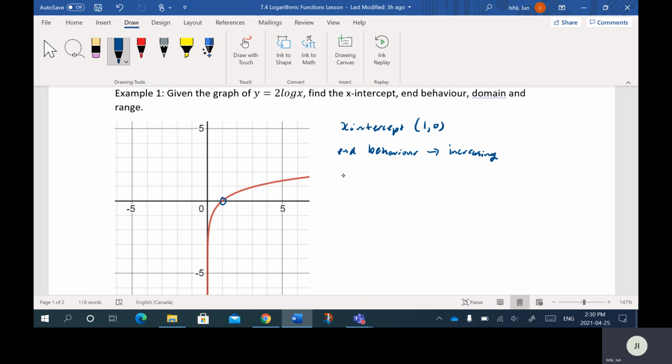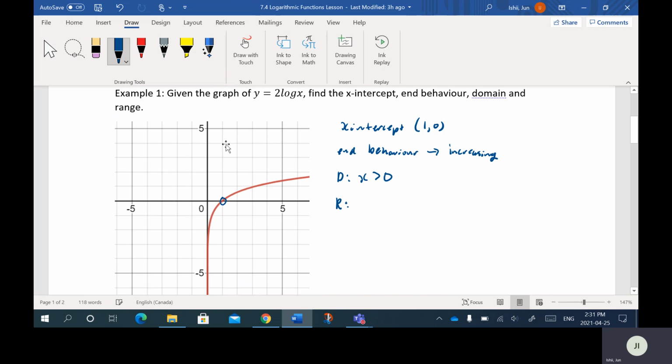And domain. If I was to run a scanner left to right, you notice that this function kind of levels off and it goes along the y-axis. So it actually doesn't go into this part over here. So the domain here is that x is greater than 0. From 0 on, there's a function on this side, but there's no function on the other side of the y-axis. So in this case, the domain is x is greater than 0.